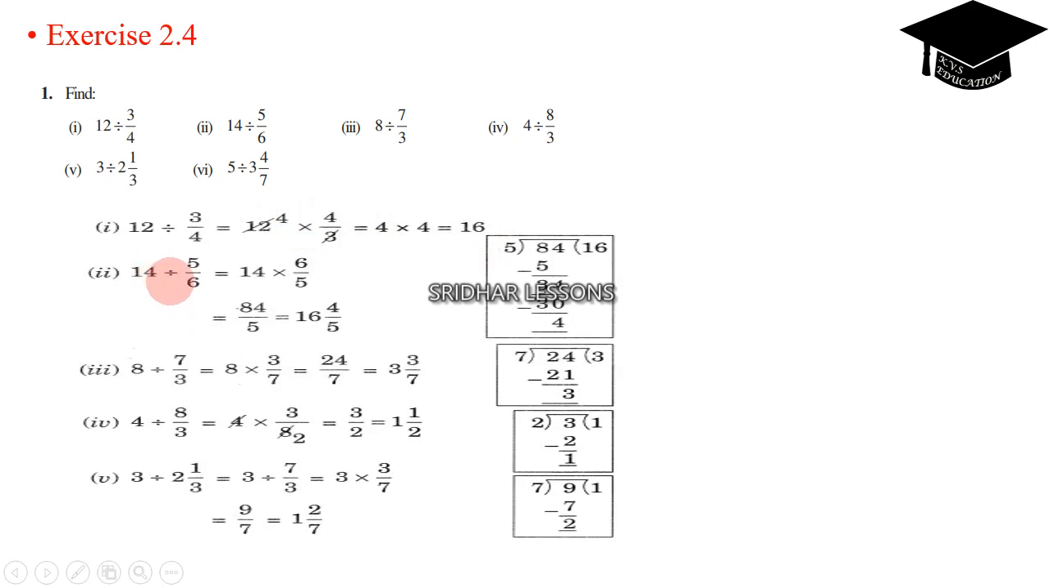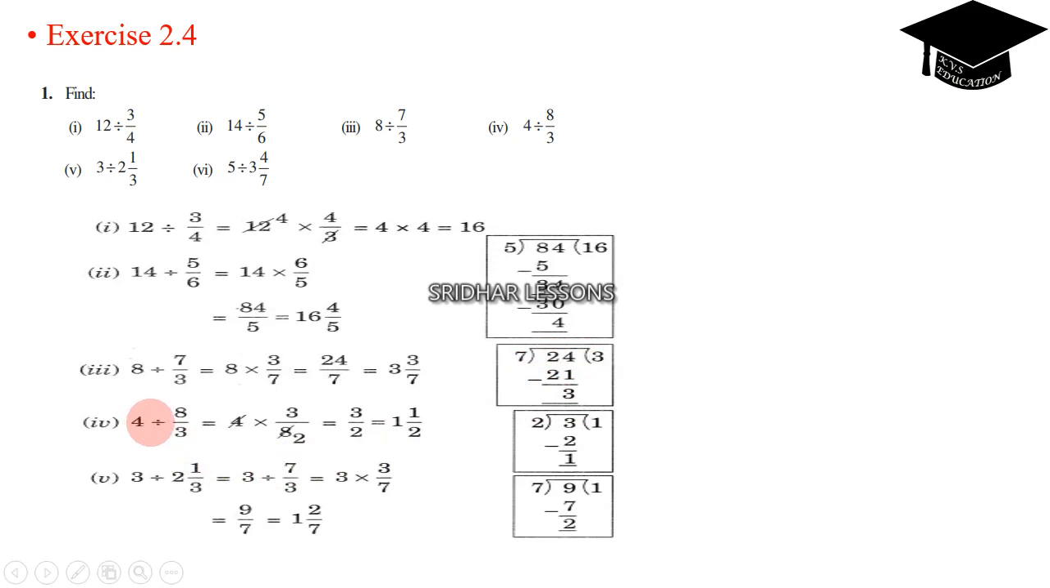Next one, 14 divided by 5 by 6. So we can rewrite this as 14 into 6 by 5, that is 84 by 5, because 6 into 14 is equal to 84. 84 divided by 5, we get remainder 4. So 16 of 4 by 5 is the answer. Third problem, 18 divided by 7 by 3. This is equal to 18 into 3 by 7. This is 54 by 7. This is equal to 7 of 5 by 7, because 54 was divided by 7 to get a remainder of 5.